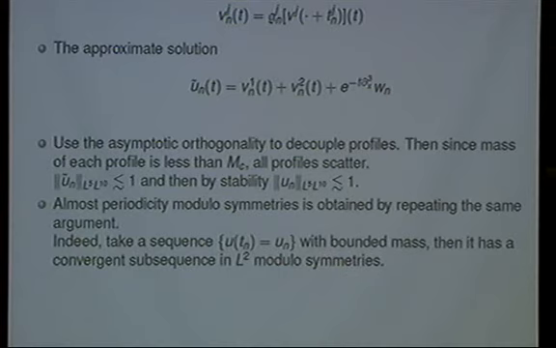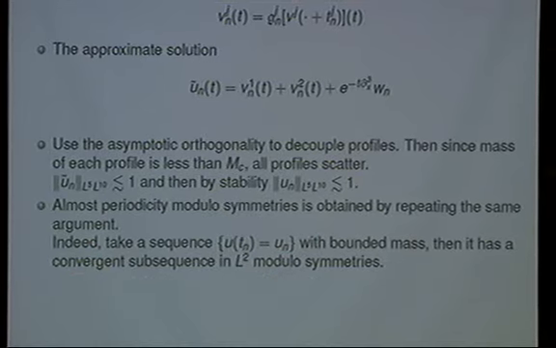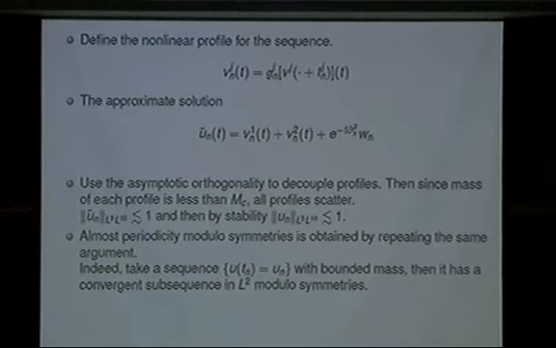Okay? So we repeat for this sequence of initial data of the nonlinear solution exactly the same argument that we used to get the minimal element. Then we can show that actually this converges modulo symmetry. Okay. So that is the second main property, the almost periodic theory modulo symmetry.